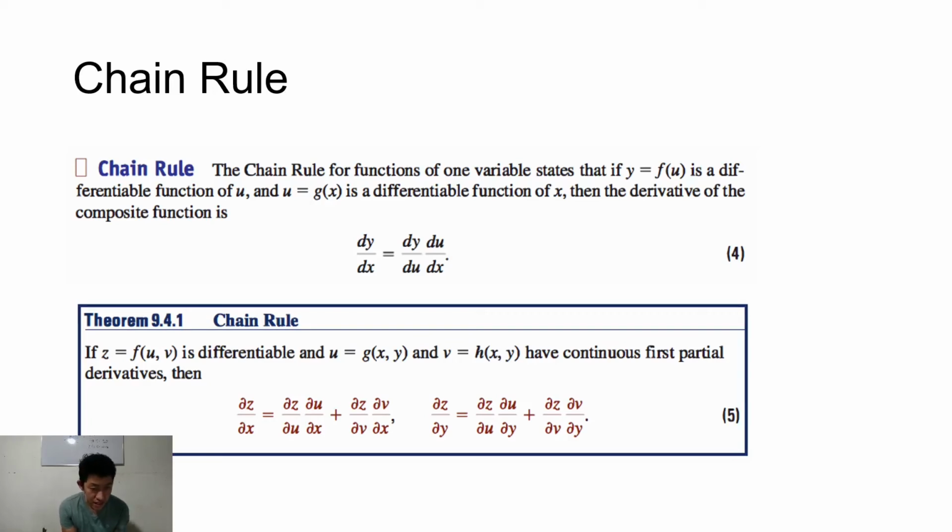Okay, so for example, the function z is a function of u and v, but u and v are functions of x and y. So the partial of z with respect to x will become the partial of z with respect to u times the partial of u with respect to x, plus the partial of z with respect to v times the partial of v with respect to x. As well for the partial of z with respect to y. You can do it that way. Okay. Example.